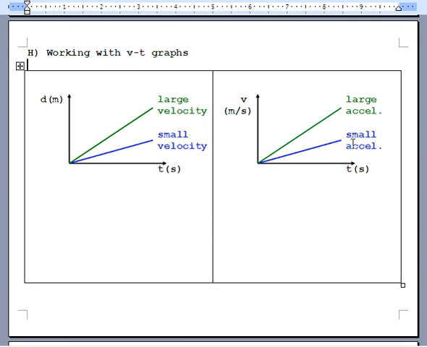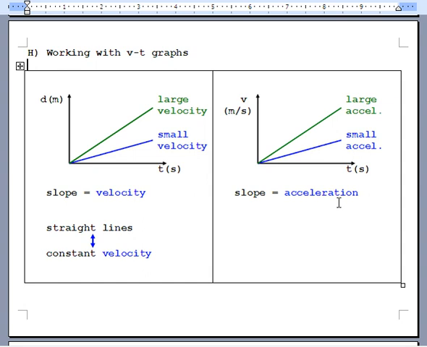So the steeper the line, the bigger the velocity on a displacement time graph. The steeper the line, the larger the acceleration if it's a velocity time graph. If you want to actually get a number for the velocity on a position or displacement time graph, then you would simply take the slope of the line. And what if you actually wanted an acceleration off a velocity time graph? You simply find the slope of the line. Again, notice we are just swapping the word velocity for the word acceleration.